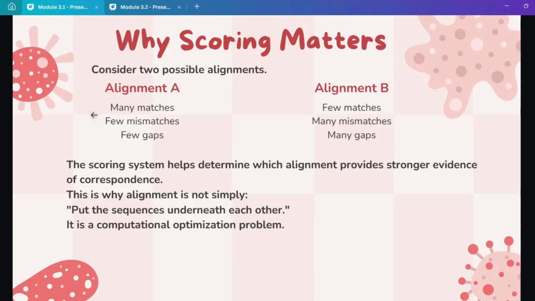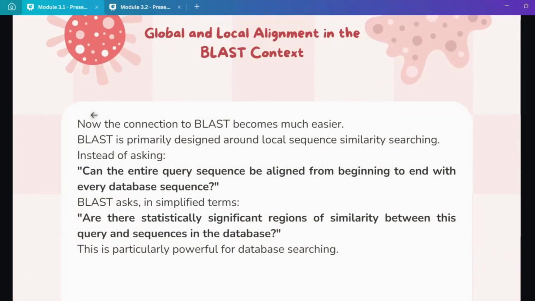This is why alignment is not simply putting sequences underneath each other and doing some math. It is a computational optimization problem. This is very important. We have to optimize the problem in a computational way, so that's why scoring matters here.